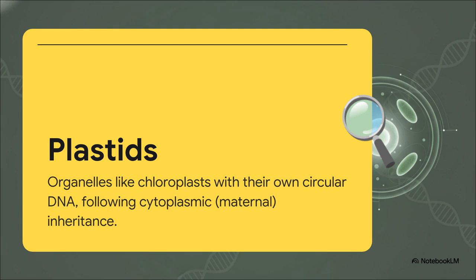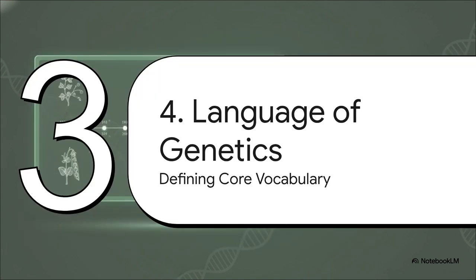And this has huge implications for plant breeders. It affects commercially vital traits like herbicide resistance and is key for creating male sterile lines for hybrid crops. Okay, so we've got the history, we know the location. What's next? Well, to really get a grip on this subject, you've got to speak the language. This next section is all about defining that core vocabulary we'll be using all semester long.